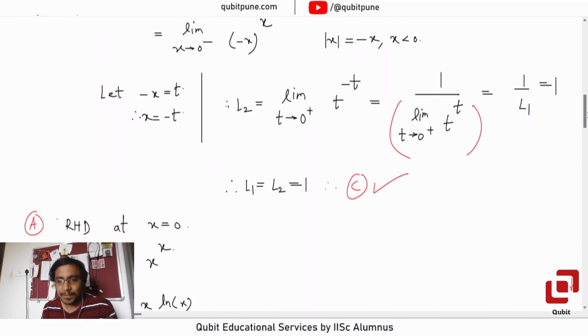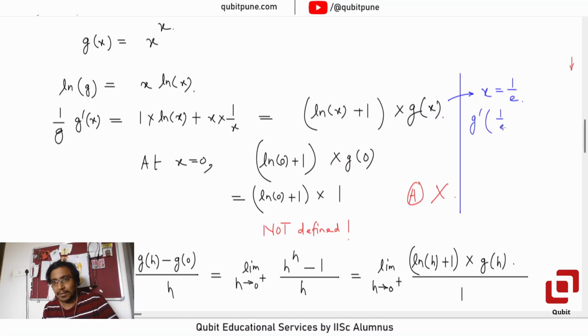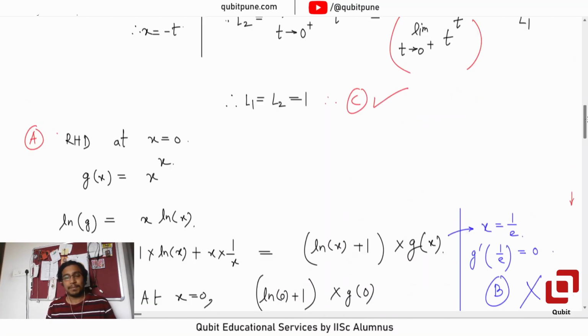Let's momentarily break our solution here and continue discussing from there. Look, suppose x is 1 upon e, then what would be g dash of 1 upon e? That is 0. And for strictly increasing functions, derivative is never negative or 0. It is always positive. It can't be 0. So option B's validity is also disproved. Got it?